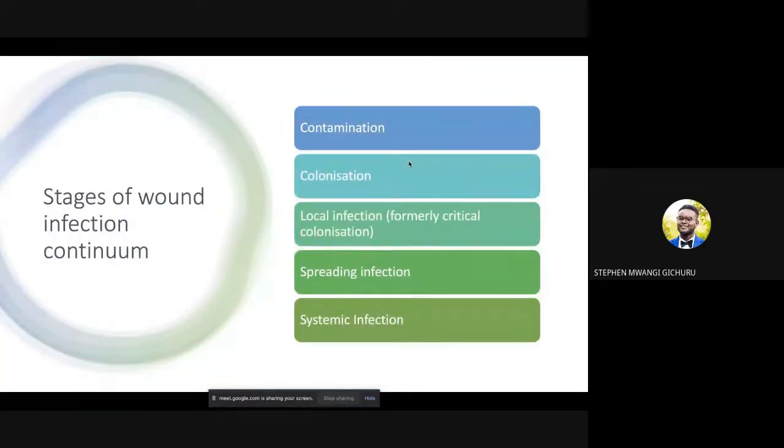So this is another important thing. Another high yield point is the stages of wound infection. I don't know whether anyone has heard of this before. Has anyone heard? I won't choose anyone for this one.